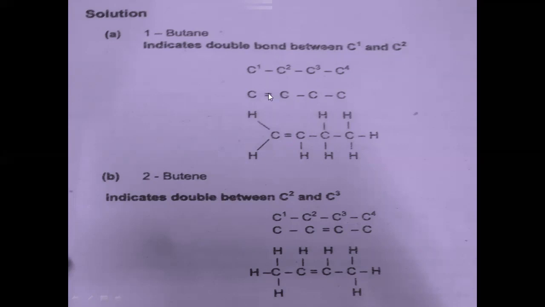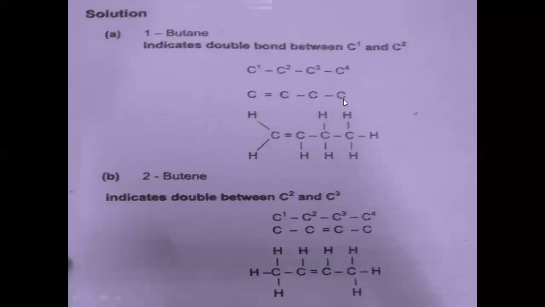Carbon number 2 has 2 bonds at the back side and 1 bond in front. So there are 2 and 1, 3 bonds. For the 4th bond, we will attach only 1 hydrogen atom. This third carbon has 1 bond at the back side and 1 in front. It means it needs 2 more bonds. So those 2 more bonds it will make with 2 more hydrogen atoms.